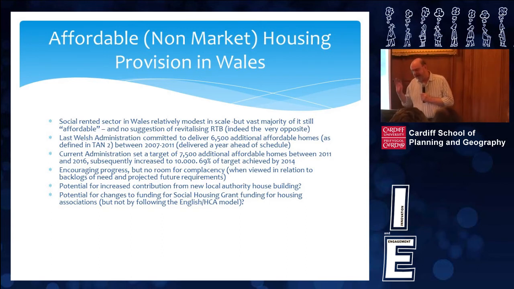We have had targets, both under the last Welsh government, for increasing the supply of affordable housing in Wales, with a target of 6,500 in the period 2007-11, which was exceeded a year ahead of schedule. We currently have a target of 10,000. Again, 70% of that has been achieved already, so I'm sure it will be exceeded. So encouraging progress, but I think when you set them against the evidence of need both for affordable and market housing, there is no room for complacency.